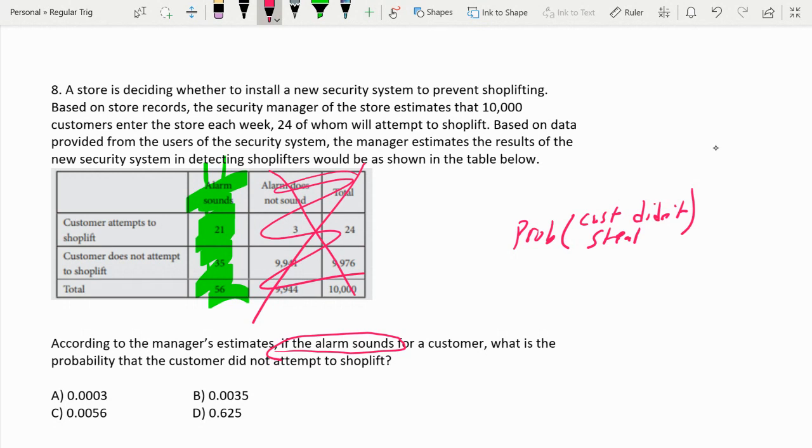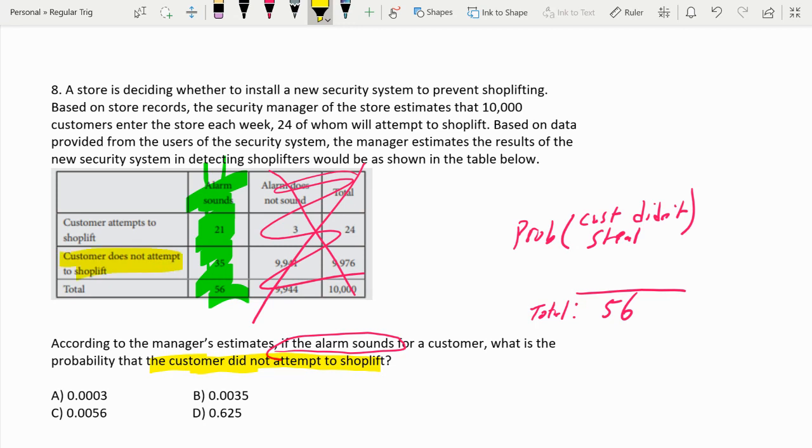So what do we know? The denominator has to be the total. Well, what was the total for the alarm sounding? The total was 56. Remember, that's going to be the total, and in this case it was for the alarm sounding, which was 56. And then, what does it say? What is the probability a customer did not attempt to shoplift? The customer did not attempt.